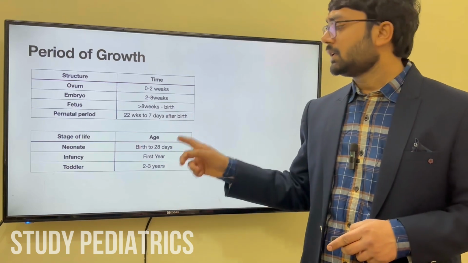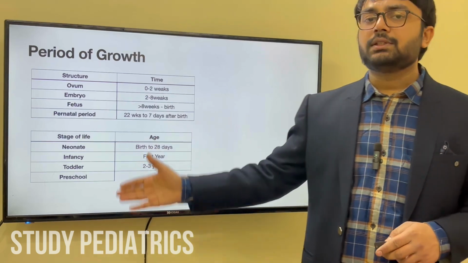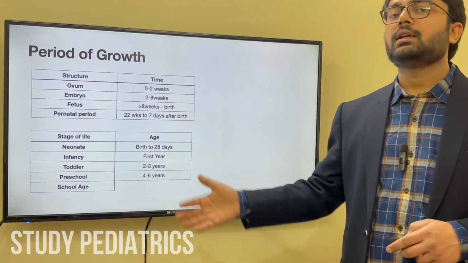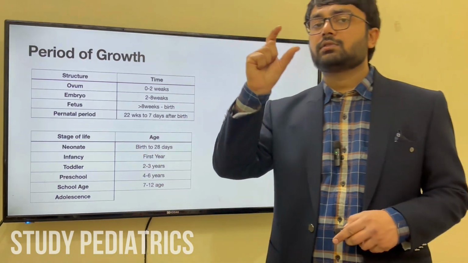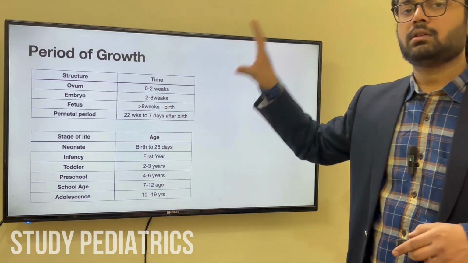The toddler is from 1 to 3 years of age. Then the preschool age is from 4 to 6 years. Then comes the school age, that is 7 to 12 years. And then comes the important term, adolescence, which is from 10 to 19 years. All these terms are important. You may pause and learn them.